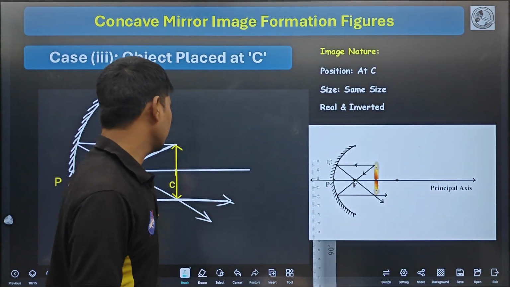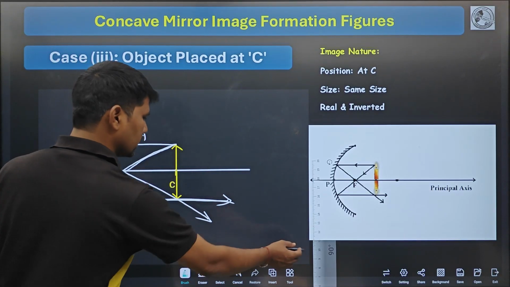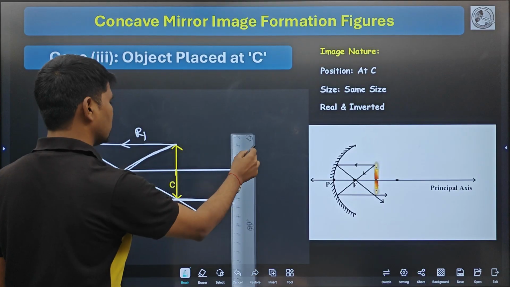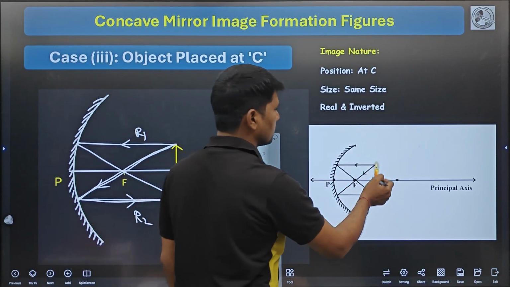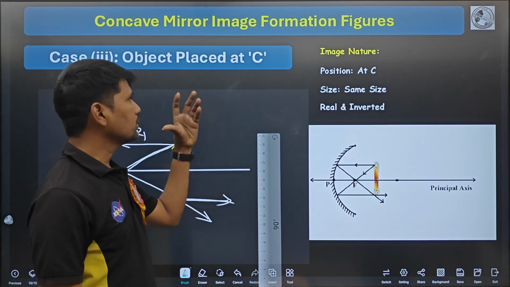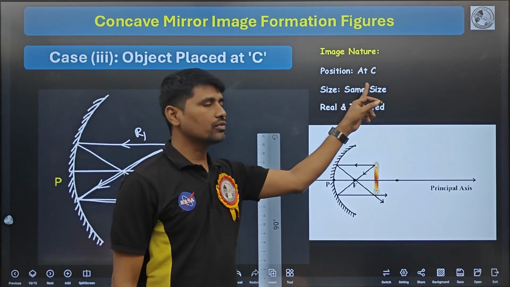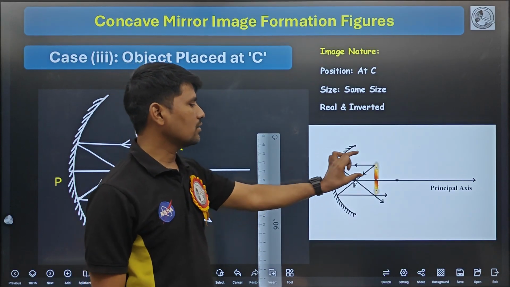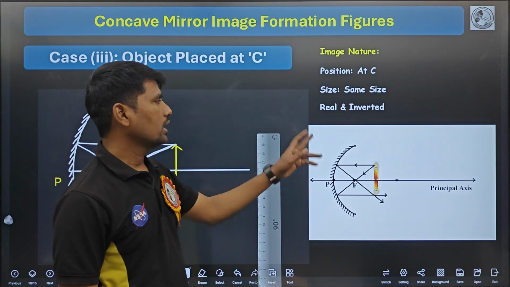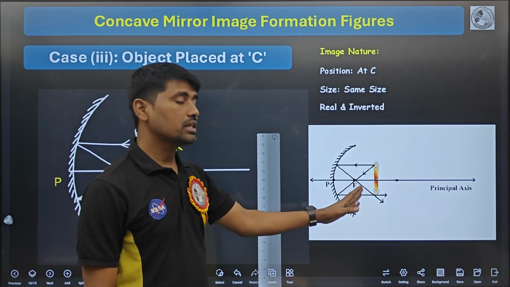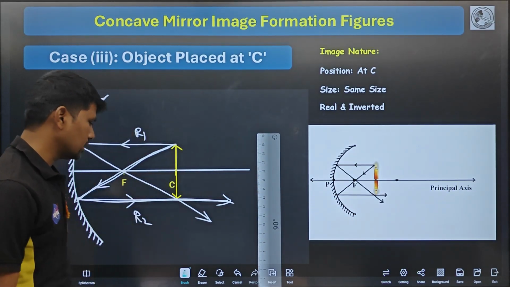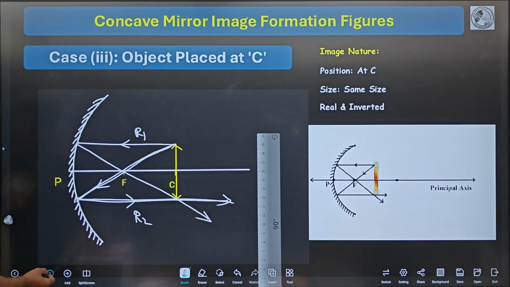So from that what we can say: image distance and object distance are both the same. Image position: the object is at C, the image is also formed at C. Next, what about size? Object size and image size are both the same, right? Next, real and inverted: the image is formed on the screen and it is reversed, so that's why inverted. Okay, I hope you understood.